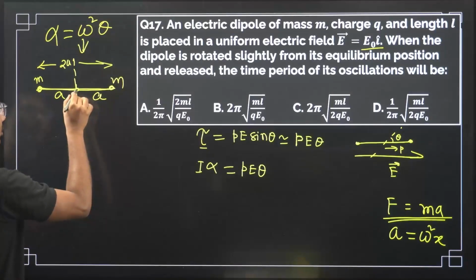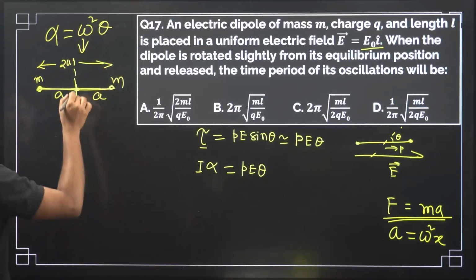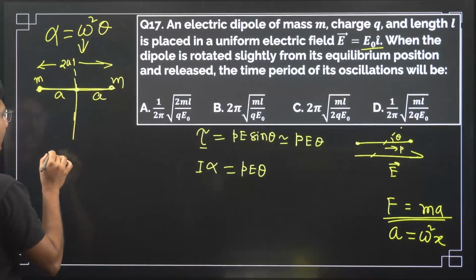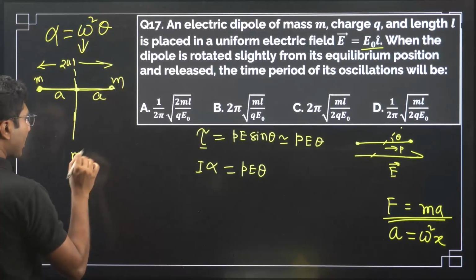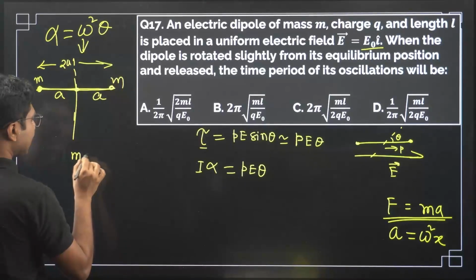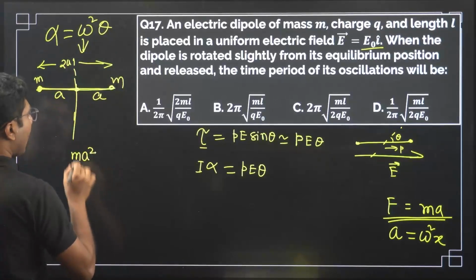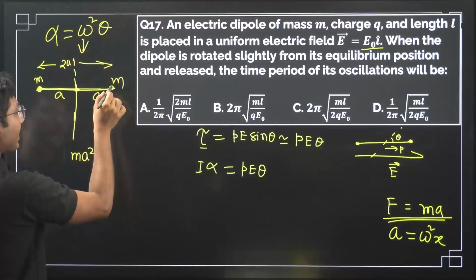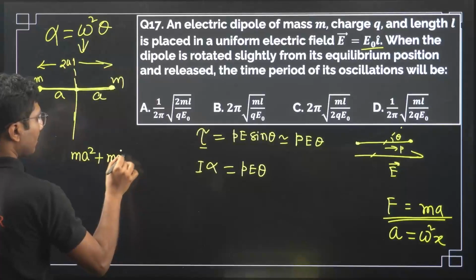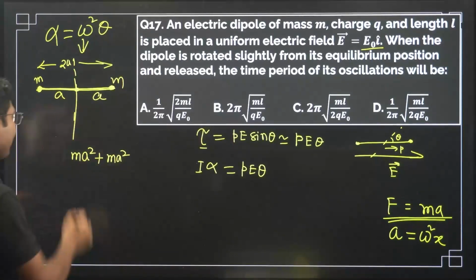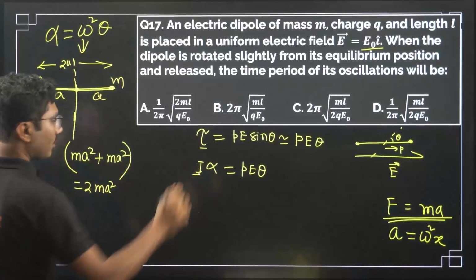What is the moment of inertia from this point? The moment of inertia of a point mass is not half mr square, it is only mr square. So in this case it is m a square, and because this is another mass, it will also be m a square. So the total moment of inertia is m a square plus m a square, that is 2m a square.